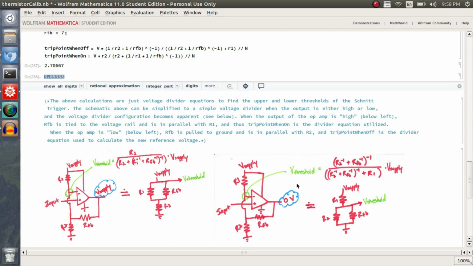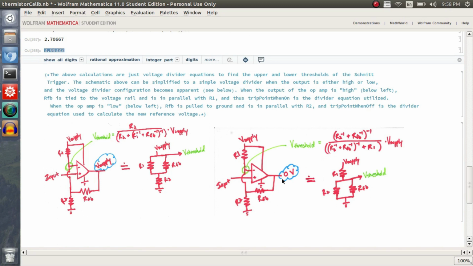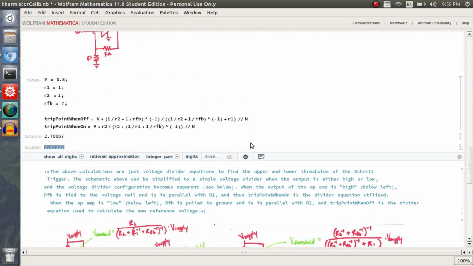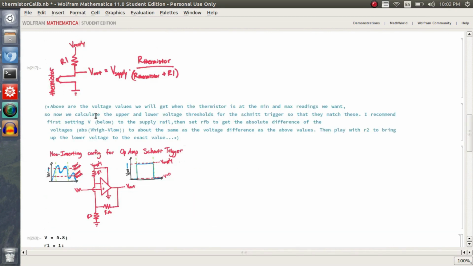And then on the flip side, when the output is low, our feedback is tied to ground. R2 and our feedback are in series, so those go on the top here. Here's the circuit. Those go on the top, and then you add those in parallel with R1 to get the total resistance of the divider. And that's the equation, times the supply. That's the equation that gives you the threshold for that one. Okay, it's as simple as that, guys. And so that's just what this hodgepodge is here that gives you these values. But if you want to just go ahead and use this, this is what you do.